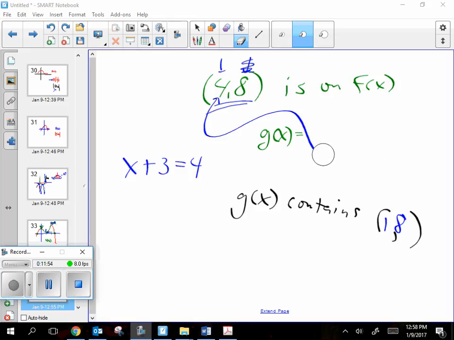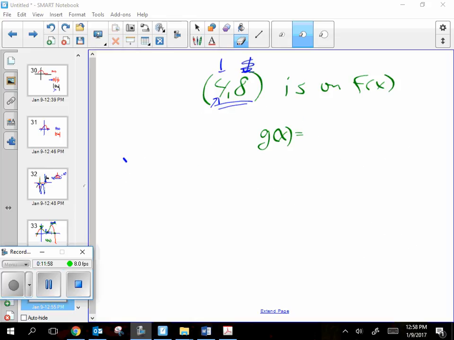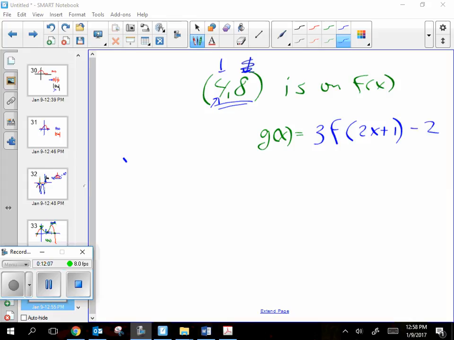So what if I say my g of x function is given by 3 f of 2x plus 1 minus 2. What's the new point now? Remember, I just showed you a way, and I wasn't doing that just for fun. It works. That goes with something. I'm going to pause while you think that one through.